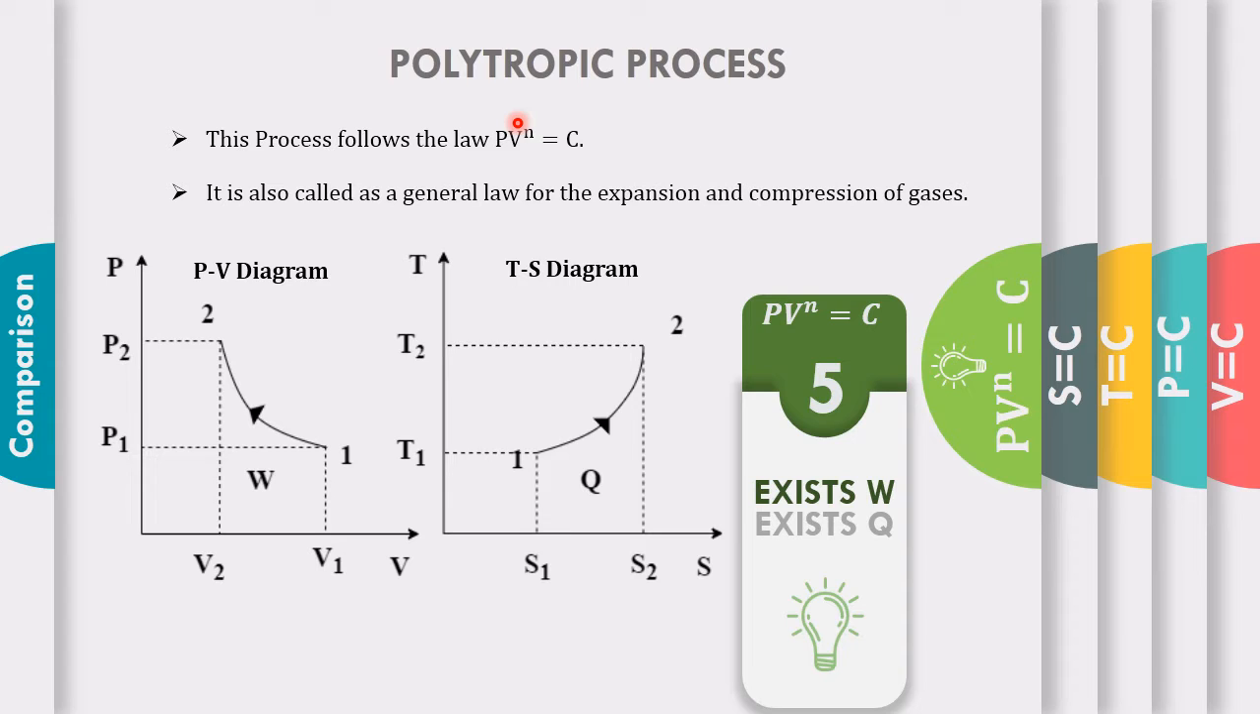When you substitute the value of n as 0, 1, infinity and gamma, we will get these four processes. So this is a base process. From this base process, by substituting the value of n, you can derive the remaining processes. The polytropic process exhibits both work done and heat transfer, because the area under the PV diagram is the work done, and the area under the TS diagram is the heat transfer. So the condition for the polytropic process is PV^n equal to constant.